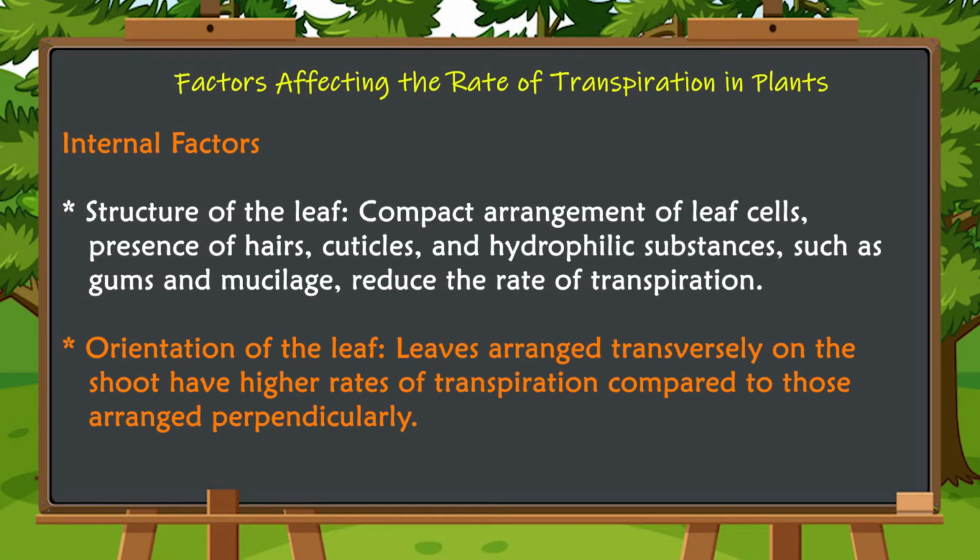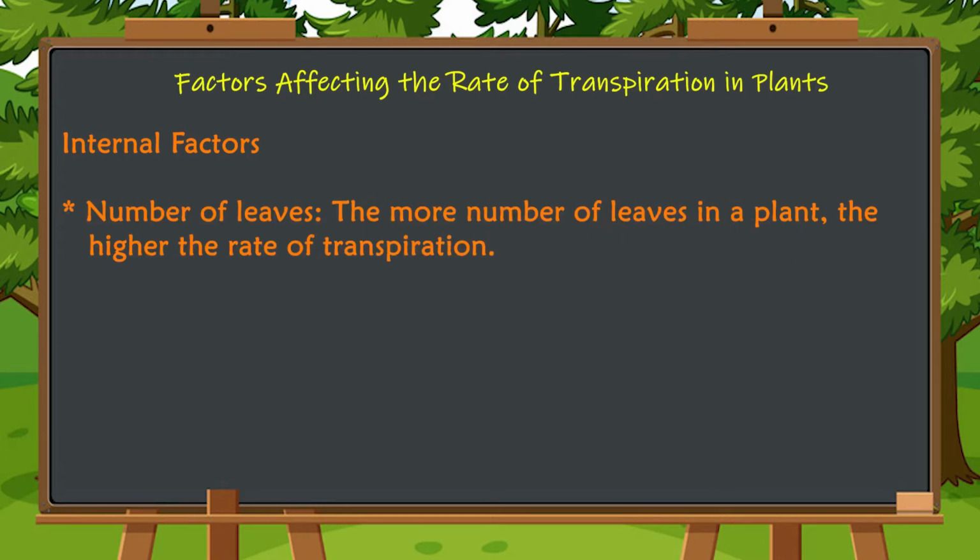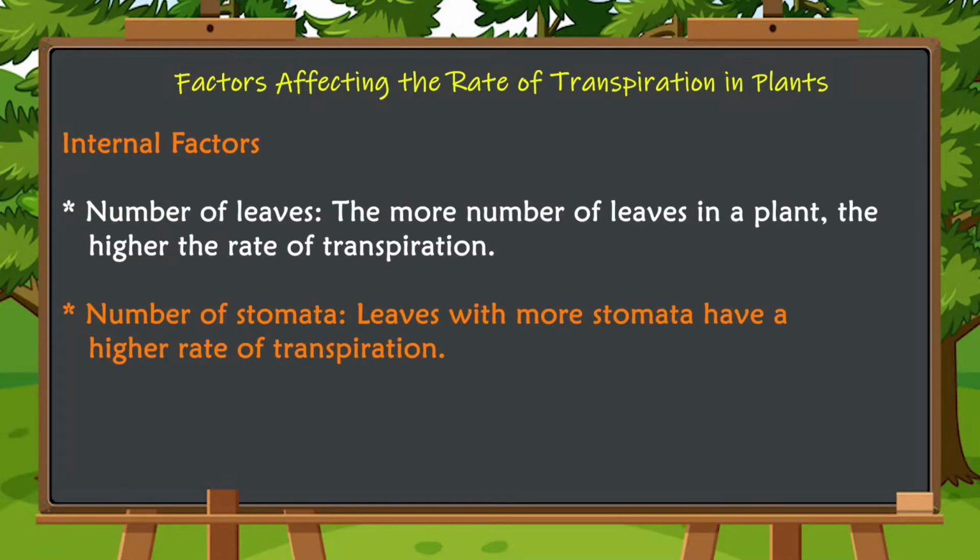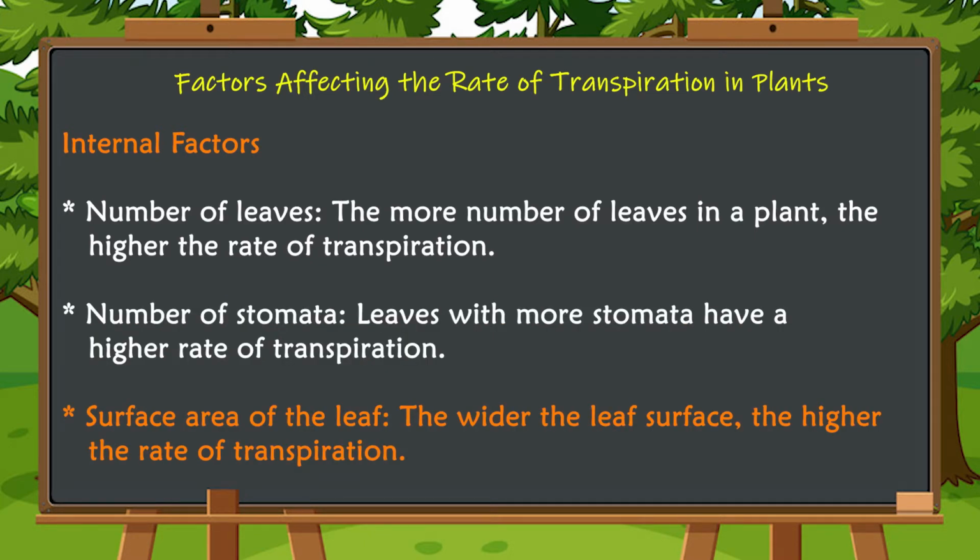Orientation of leaf. Leaves that are arranged transversely on the shoot have higher rates of transpiration compared to those arranged perpendicularly. Number of leaves. The more leaves in a plant, the higher the rate of transpiration. Number of stomata. Leaves with more stomata have a higher rate of transpiration. Surface area of the leaf. The wider the leaf surface, the higher the rate of transpiration.